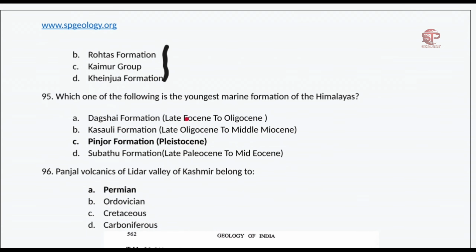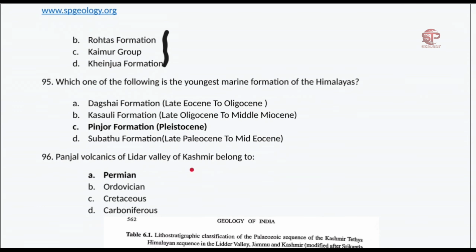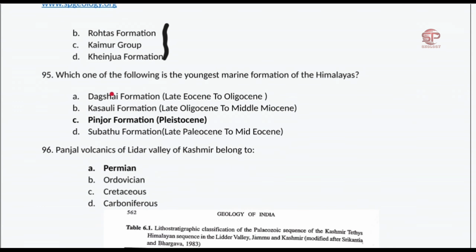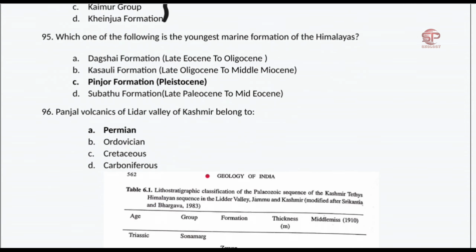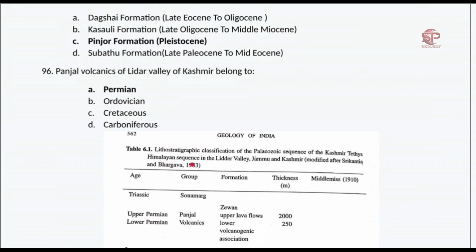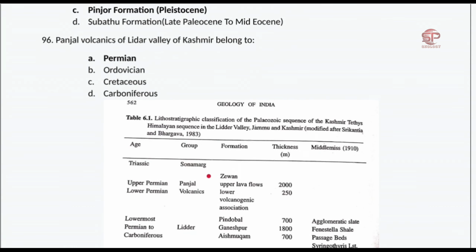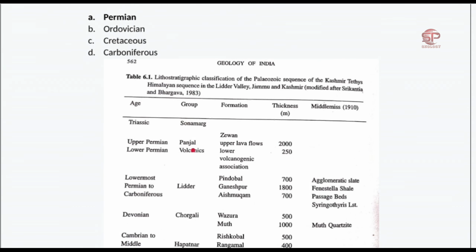Which of the following is the youngest marine formation of the Himalaya? There are four formations. Taksai, Kasauli, Subathu belong to the Paleogene. Only the Pinjaur formation is in the Siwalik group, which is Neogene. So this will be the youngest one. Then the Panjal volcanics of the Lidder Valley of Kashmir have an age of Permian.